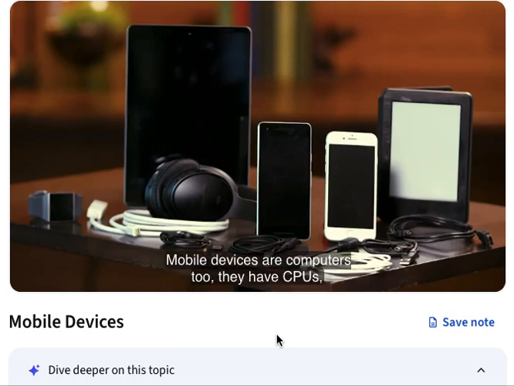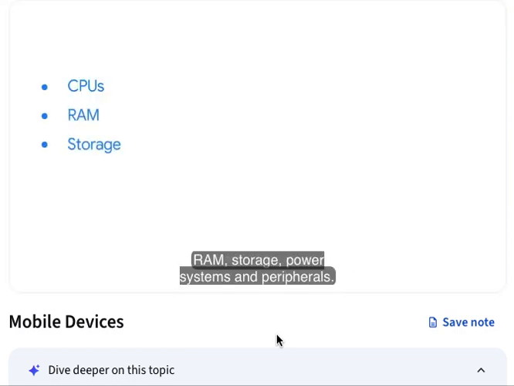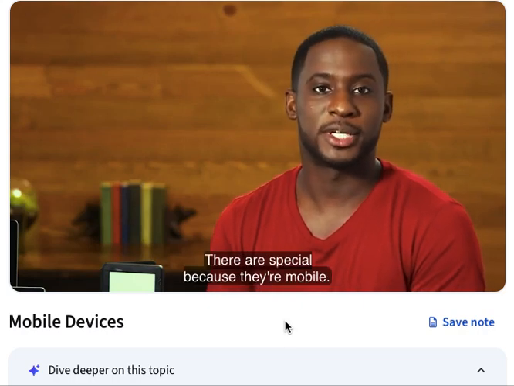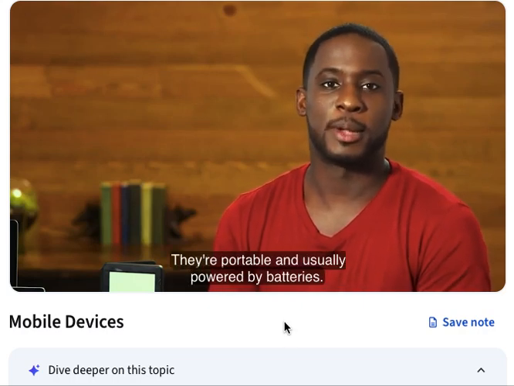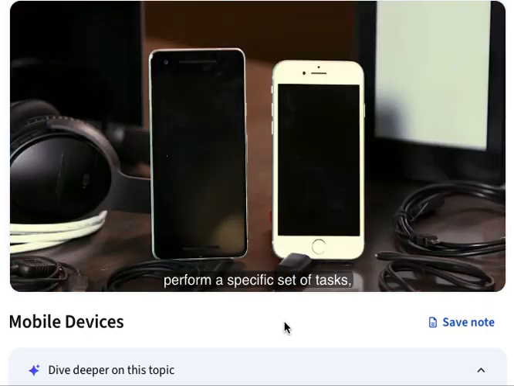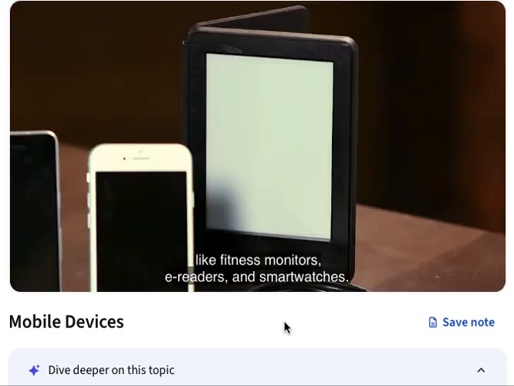Let's talk about mobile devices. Mobile devices are computers too. They have CPUs, RAM, storage, power systems, and peripherals. How are they different from a server, a desktop computer, or a laptop? They're special because they're mobile. They're portable and usually powered by batteries. Some mobile devices are general-purpose computing devices, like tablets or smartphones. Other mobile devices are optimized to perform a specific set of tasks, like fitness monitors, earbuds, and smartwatches.